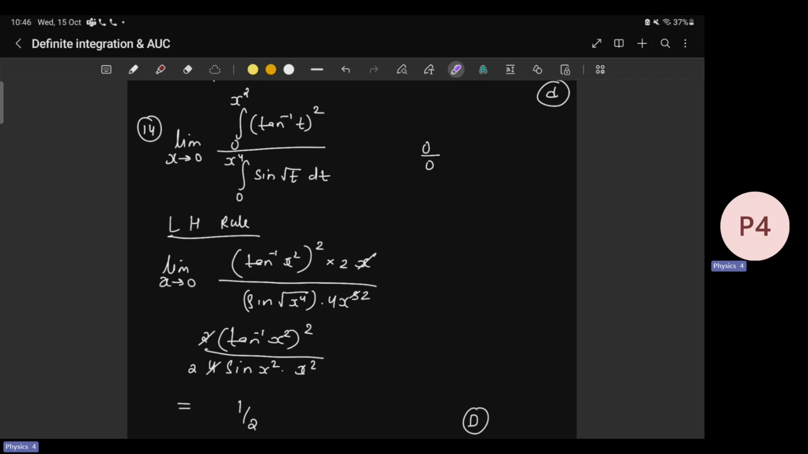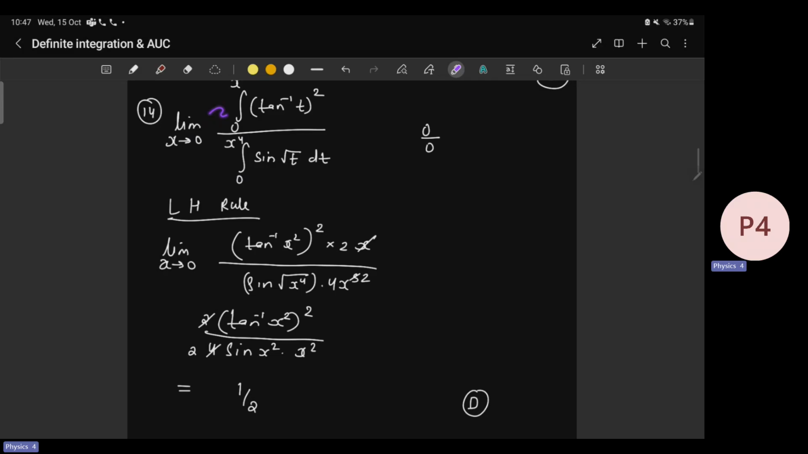In this question, we have to find the limit as x approaches 0 of the integration of tan inverse t whole square upon the integration of sine root t. See, when x tends to 0, the limit is 0 to 0, so this part is tending to 0. And again here this is also 0, the limit ranging from 0 to 0. This integration is also tending to 0. So this is 0 by 0 indeterminate form. In this we can use L'Hopital rule.